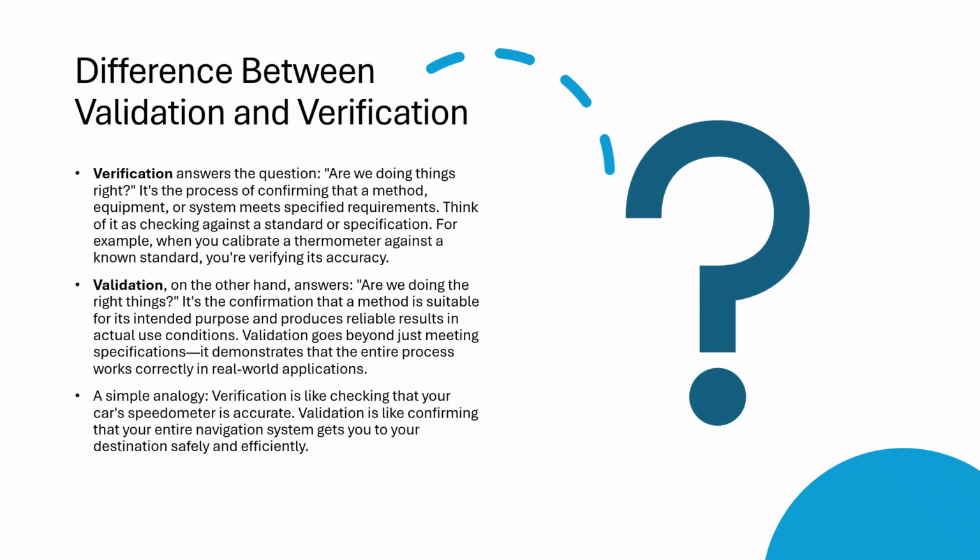Whereas validation, on the other hand, answers, are we doing the right things? It's the confirmation that the method is suitable for its intended purpose and produces reliable results in actual use conditions. Validation goes beyond just meeting specification. It demonstrates that the entire process works correctly in real-world applications. A simple analogy: verification is like checking that your car's speedometer is accurate, while validation is like confirming that your entire navigation system gets you to your destination safely and efficiently.